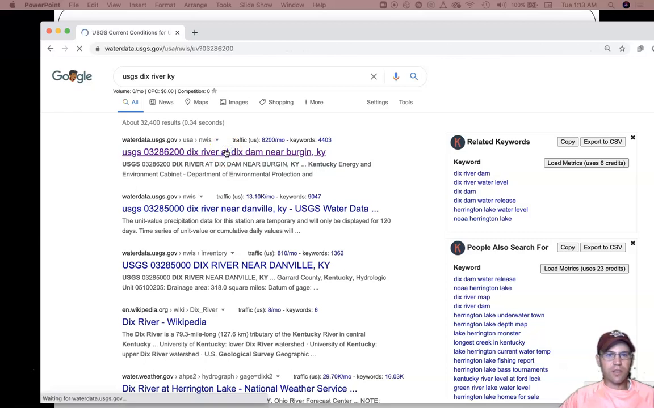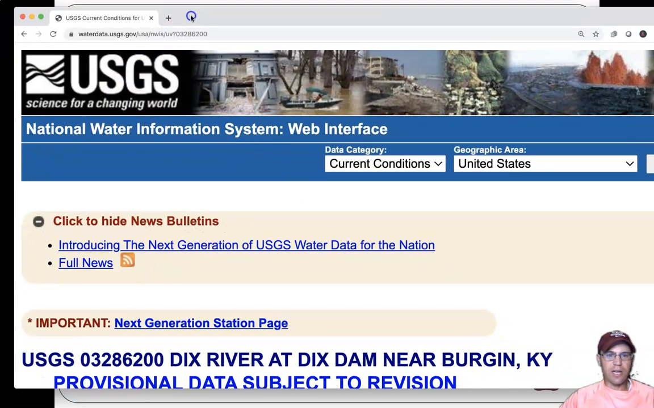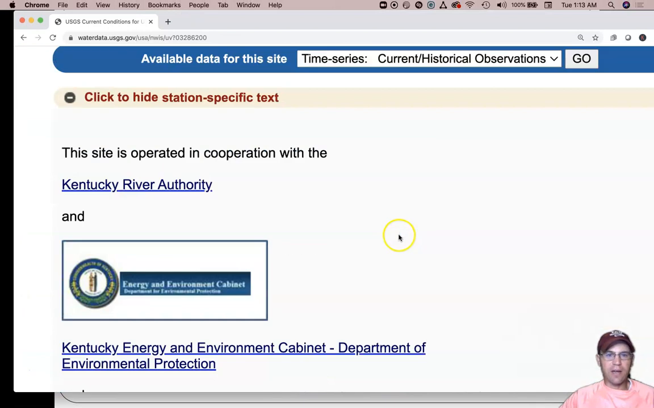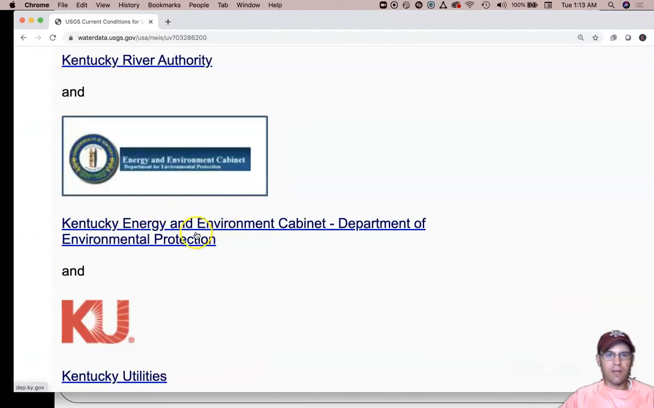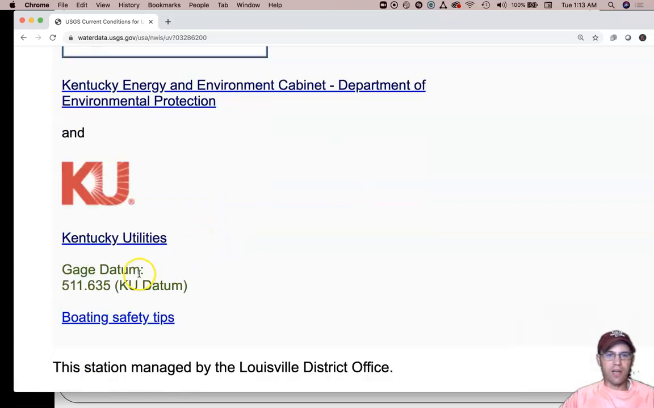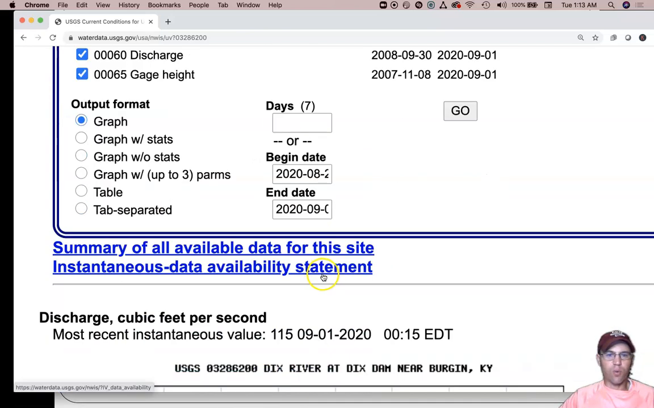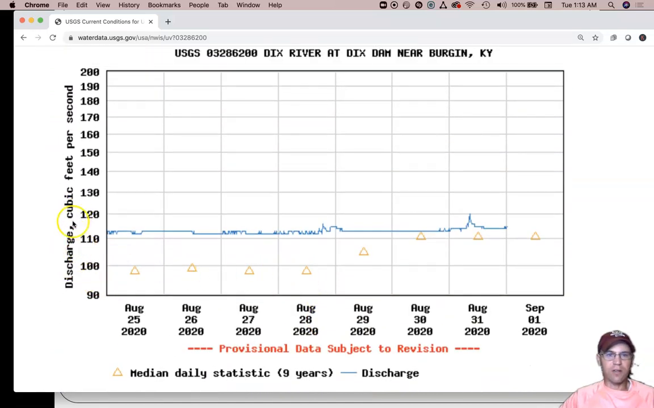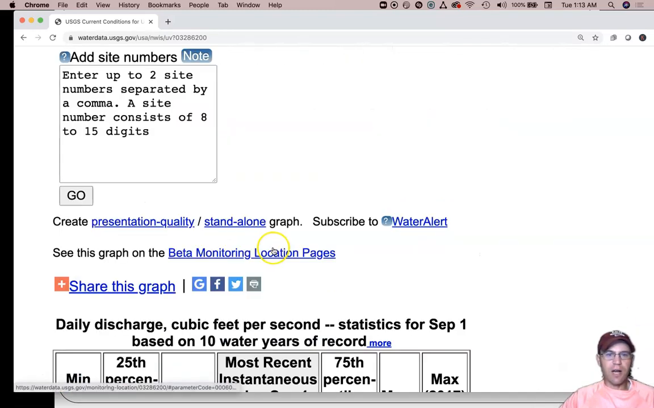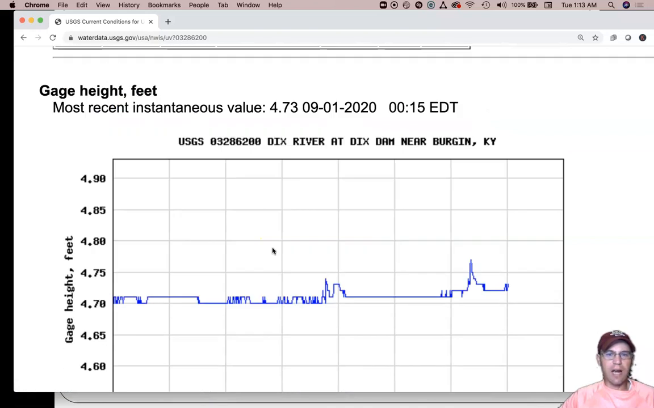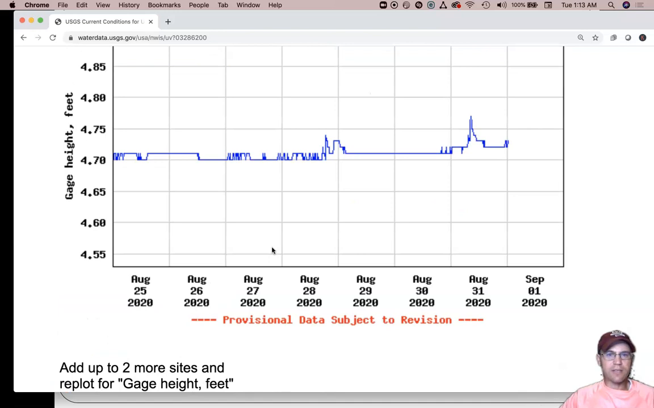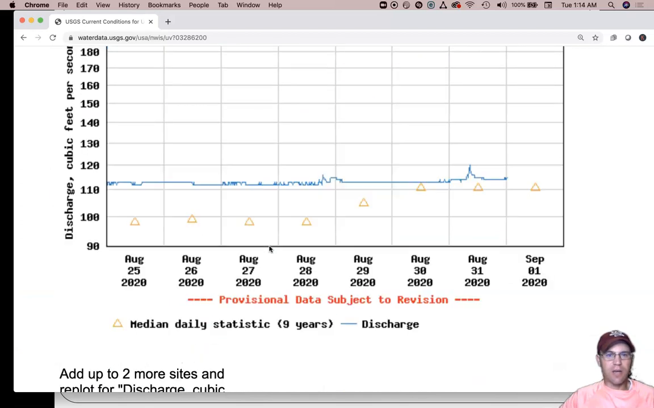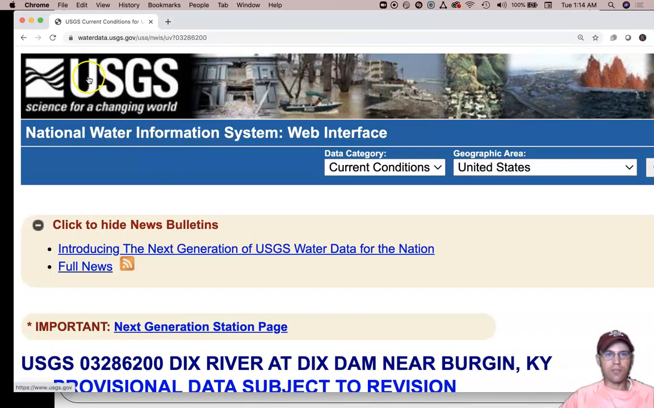And you can actually just type it in, and it takes you to the USGS Water Science page, and the Kentucky River Authority, the Energy and Environment Cabinet for the state, and Kentucky Utilities provide support for this gauge station that exists. And you can see the gauge is reporting it here in discharge in cubic feet per second. And this particular lake is a hydropower lake, so it's important for KU to probably monitor it because they can use that lake for generating hydroelectric power.